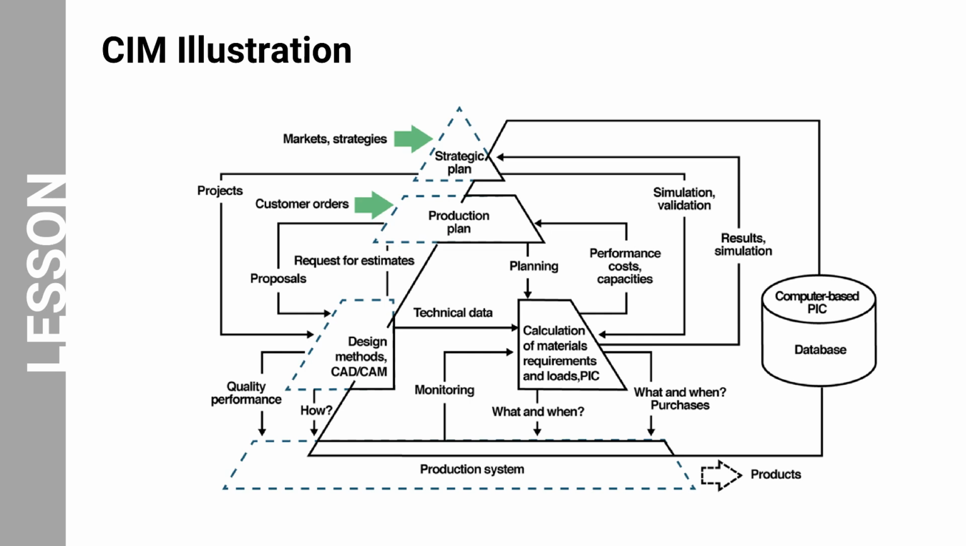The Computer-Based Production Information Control, or PIC database, acts as the central hub, managing all production data. The system ends at the production system level, combining quality performance, methods, and monitoring to create final products. This approach coordinates all production aspects through systematic, data-driven processes.